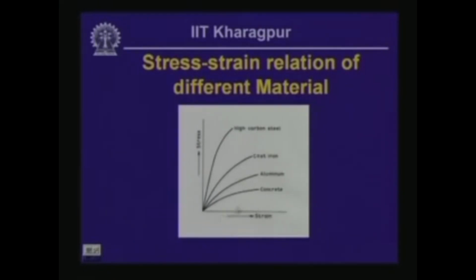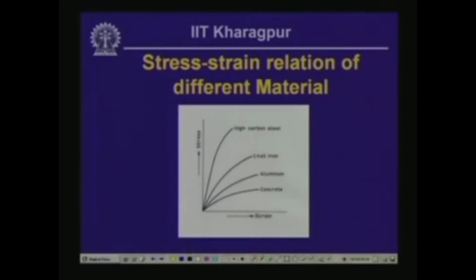Well, these are some of the stress strain relationships for different materials. If we take a concrete specimen and apply a tensile pull in a tensile testing equipment, then we will get a profile similar to this, which is the stress strain relationship for concrete. If we take material like aluminum, cast iron or high carbon steel, we get this kind of profile.